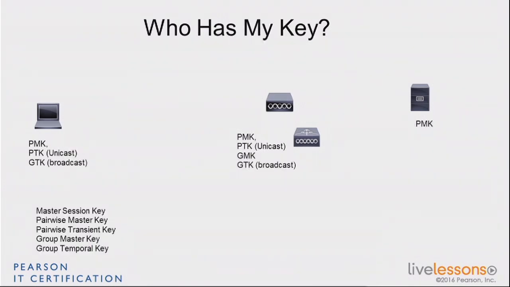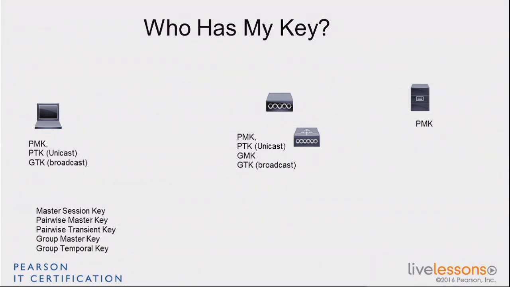First of all, the client. The client is going to generate this pairwise master key. In fact, what is going to be generated by the client is what we call the MSK, but that's a bit beyond the CCNA level. And from the MSK, the PMK, pairwise master key, is going to be generated. So that is something the client has. If you use 802.1X, the RADIUS server also has this MSK, and derived from that the PMK. So those two have it.